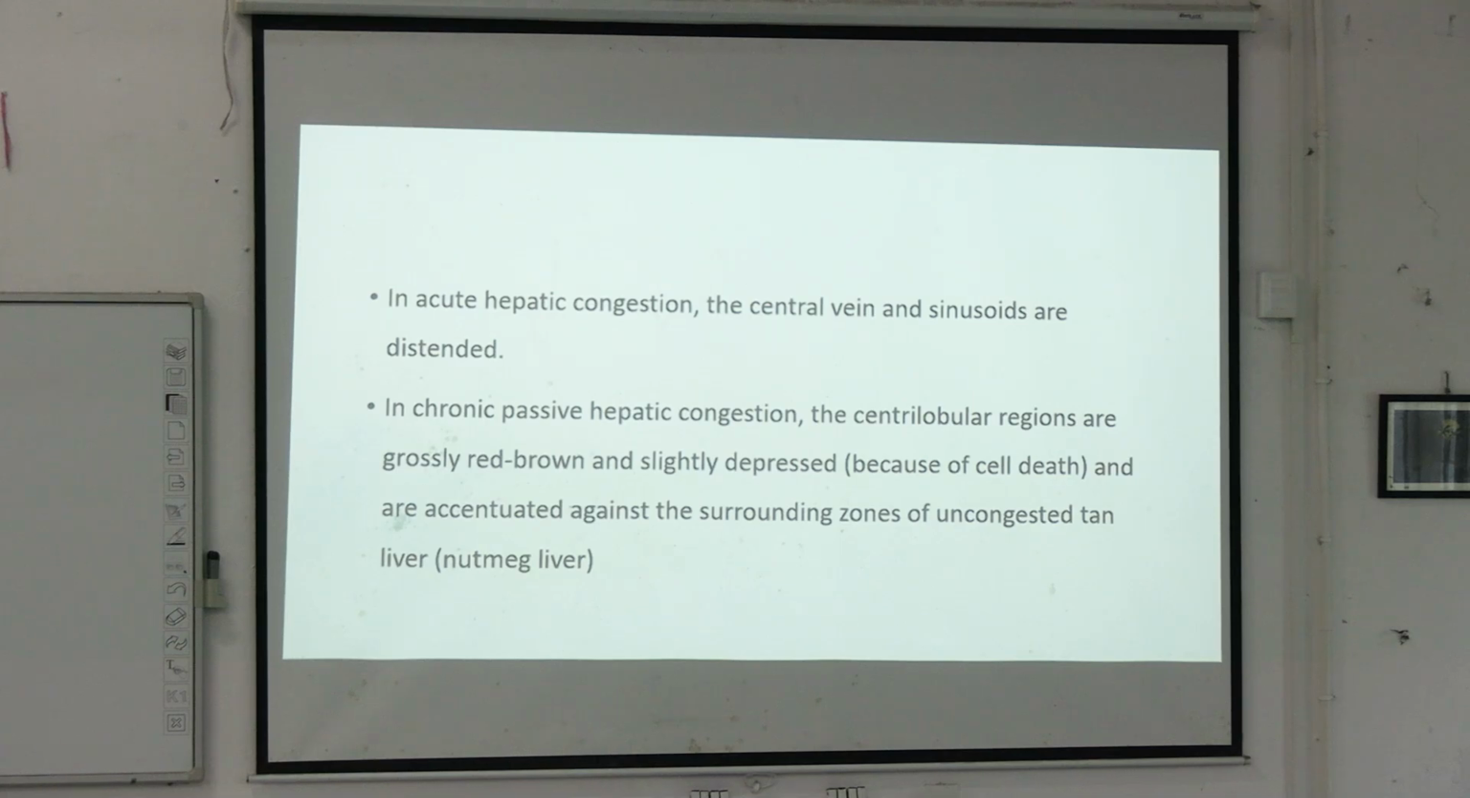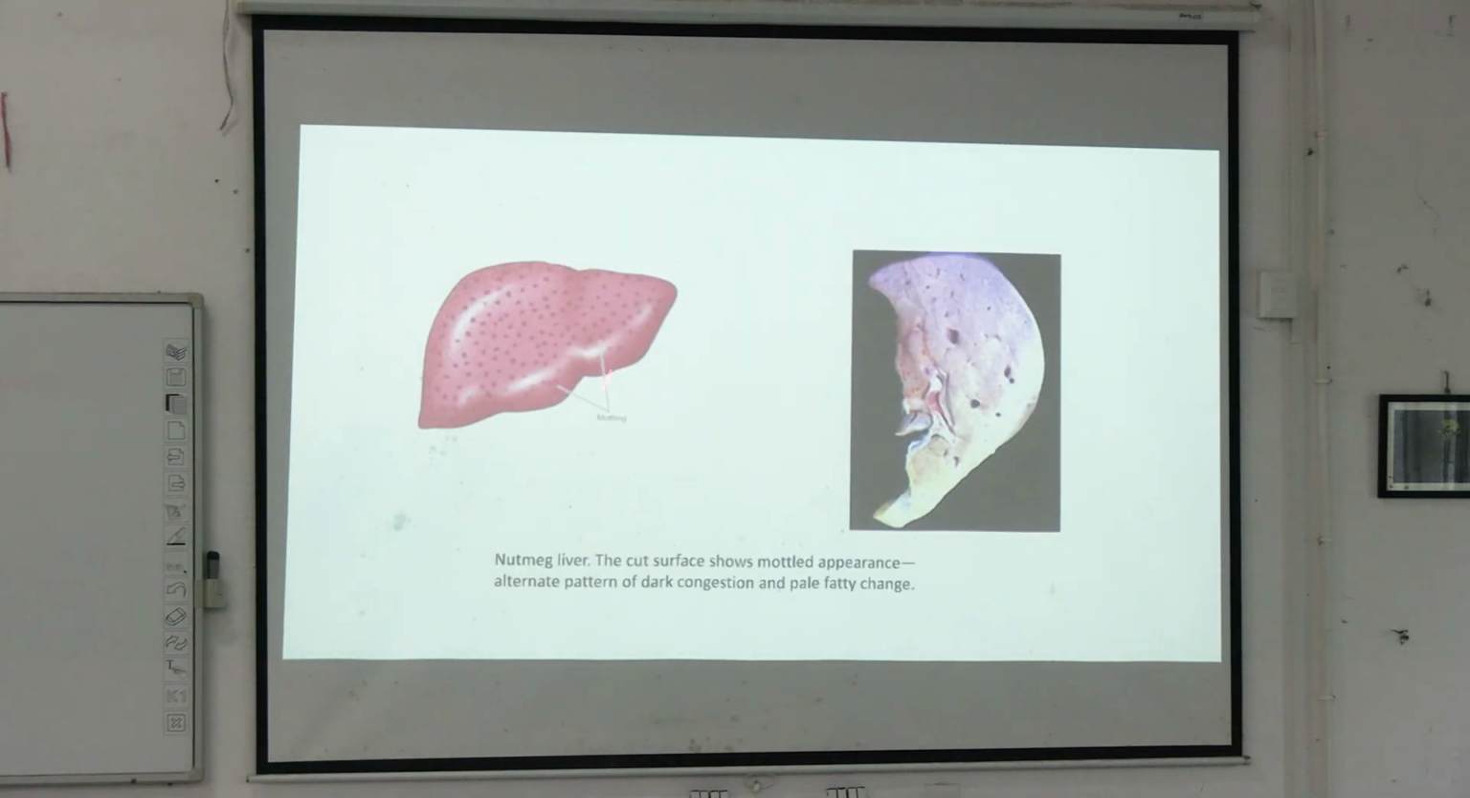In acute hepatic congestion, the central vein and sinusoids are distended. In chronic passive hepatic congestion, the centrilobular regions are grossly red-brown and slightly depressed because of cell death, and are accentuated against the surrounding zone of uncongested tan liver. That is called nutmeg liver. These are the nutmeg liver. The cut surface shows a mottled appearance, an alternating pattern of dark and pale fatty change.